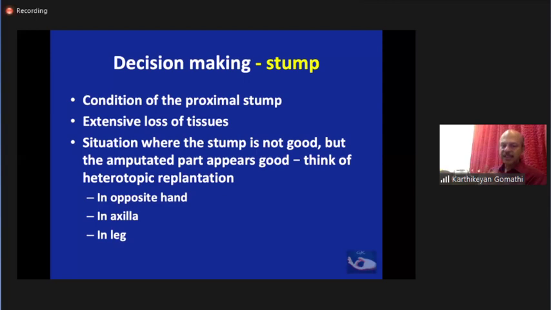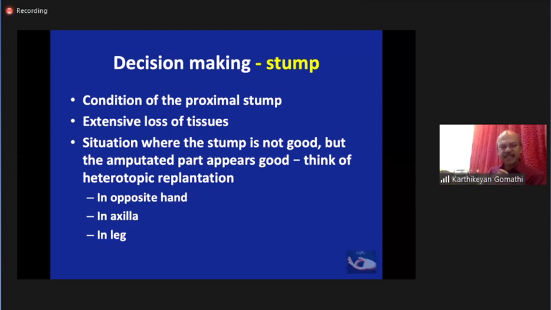The third thing: we have seen the patient, we have decided he is fit for the procedure. We have seen the amputated part, we have seen that it is fit for the procedure, and we decided we are going to do it anyway. But the third important thing is to see the stump. The stump must also be good. Only if the proximal stump is good can you put that amputated part back. So the condition of the proximal stump is very important.